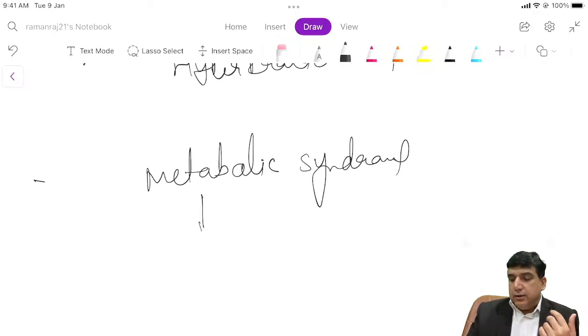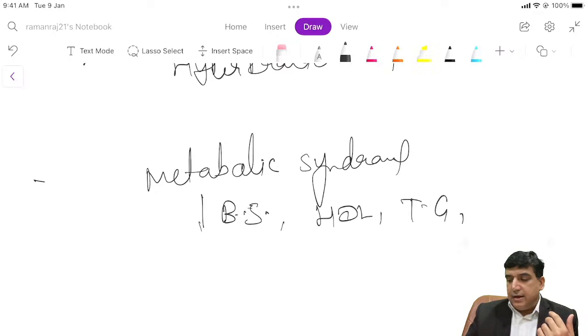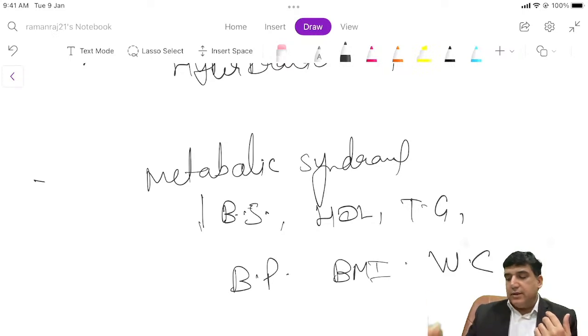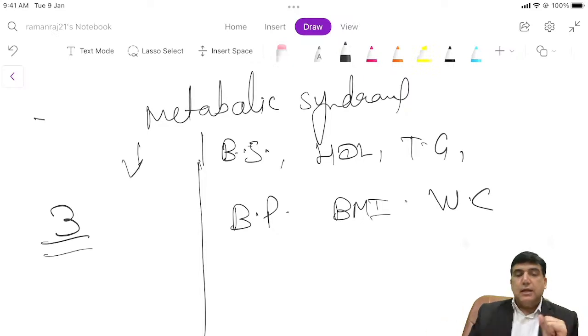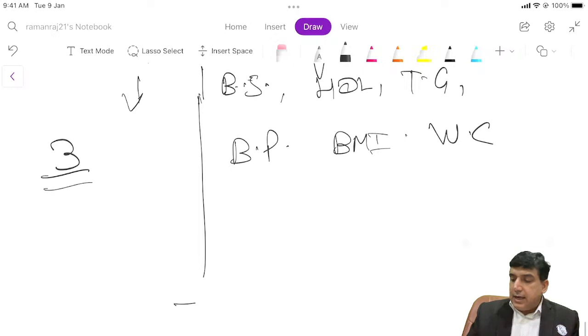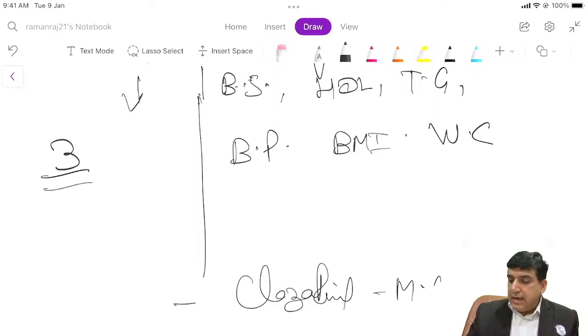We have the blood sugar level, we have HDL, we have triglyceride, we have blood pressure, we have body mass index, and we have waist circumference. So we have 6 parameters. Out of these 6 parameters, if a patient fulfills 3 criteria, then we say the person is suffering from metabolic syndrome. Among antipsychotics, clozapine is the most common cause of metabolic syndrome.